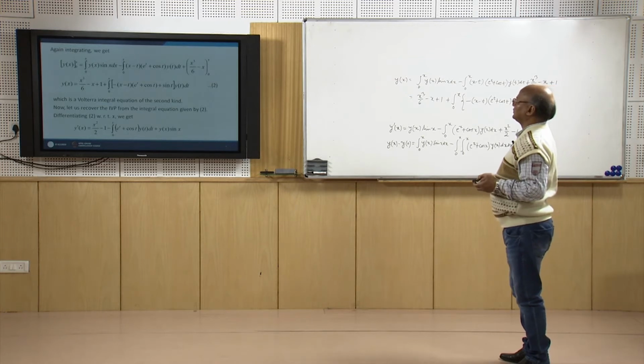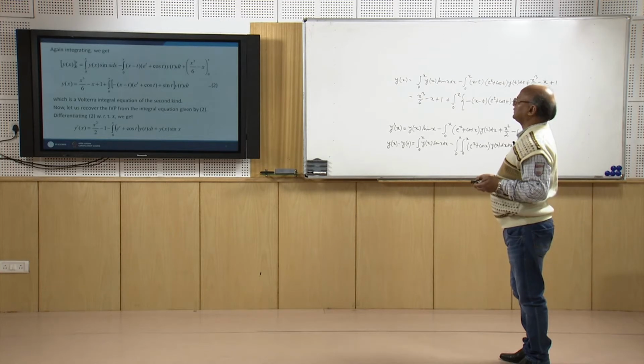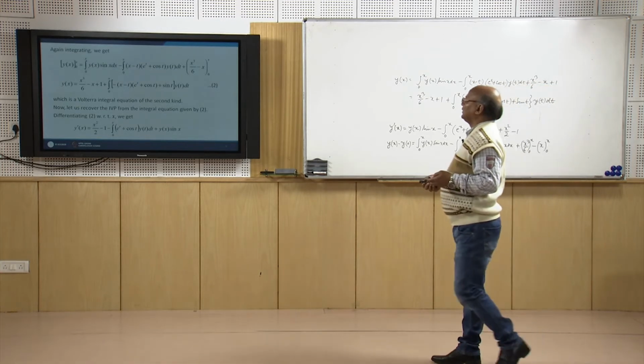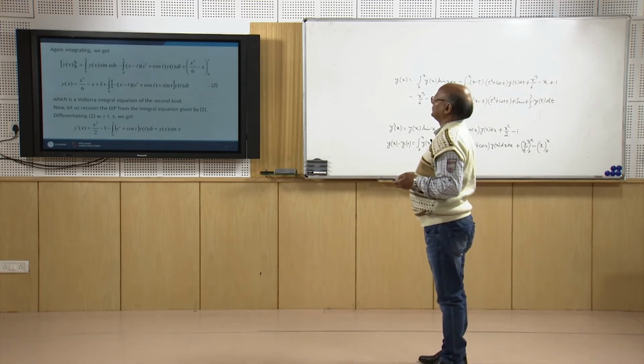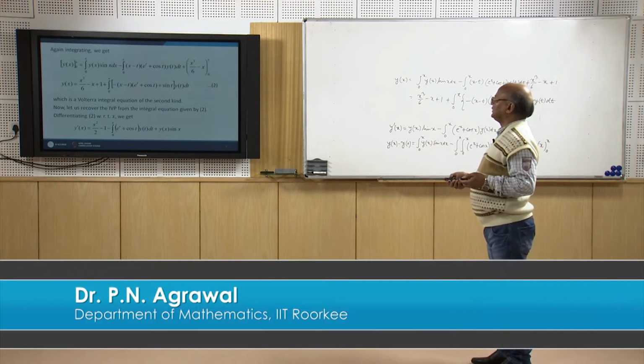So this is what we have, and as we can see, it is a Volterra integral equation of the second kind, because the unknown function y(t) occurs inside the integral where the limits of integration are 0 and x. So both the limits are not constant.